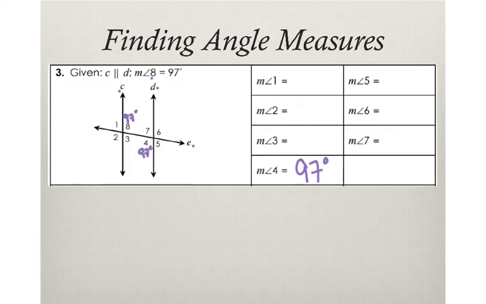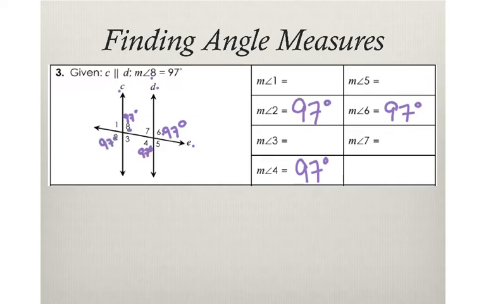Now, let's use corresponding. So, what angle would be corresponding to angle 8? If you said angle 6, you're correct. So that means the measure of angle 6 is also 97 degrees. Now, with angle 4 right here, what angle is corresponding to angle 4? If you said angle 2, you are correct. You could also use the fact that 2 and 6 are alternate exterior angles to solve that as well. So angle 2 would be 97 degrees.